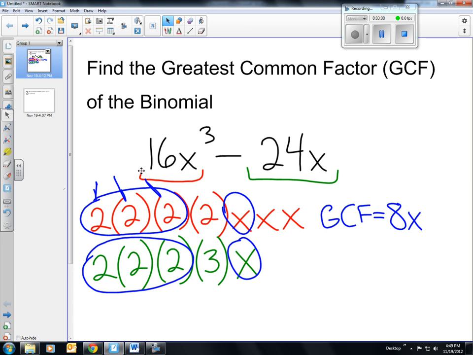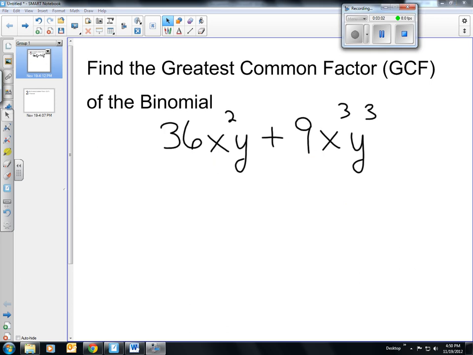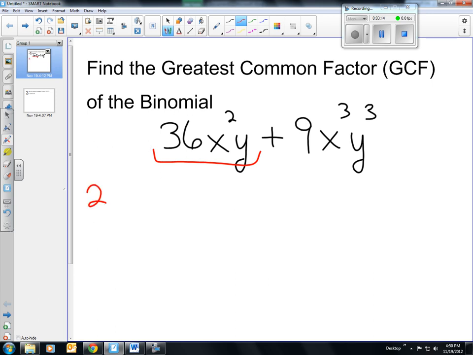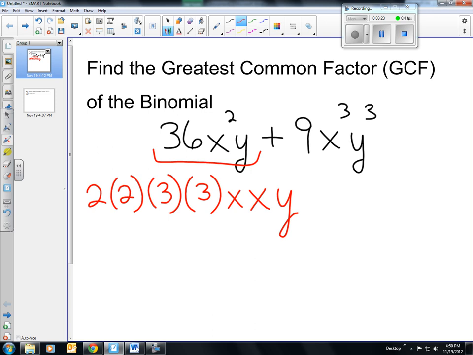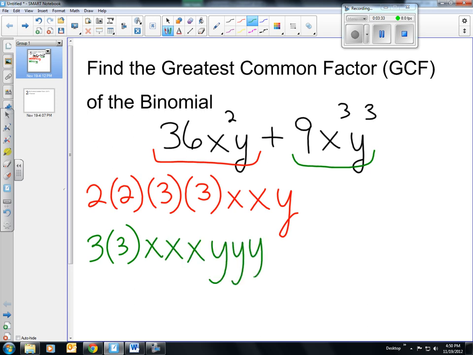The third example we're going to look at is 36x squared y plus 9x cubed y cubed. Again, let's list the prime factors of each of these monomials. We would have 2 times 2, which is 4, times 3, which is 12, times 3, which is 36, and then x times x times y. And the prime factorization of 9x cubed y cubed is 3 times 3 times x times x times x times y times y times y.